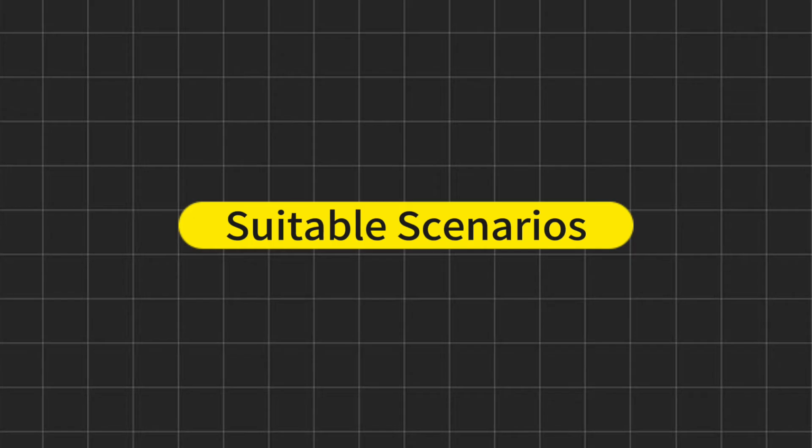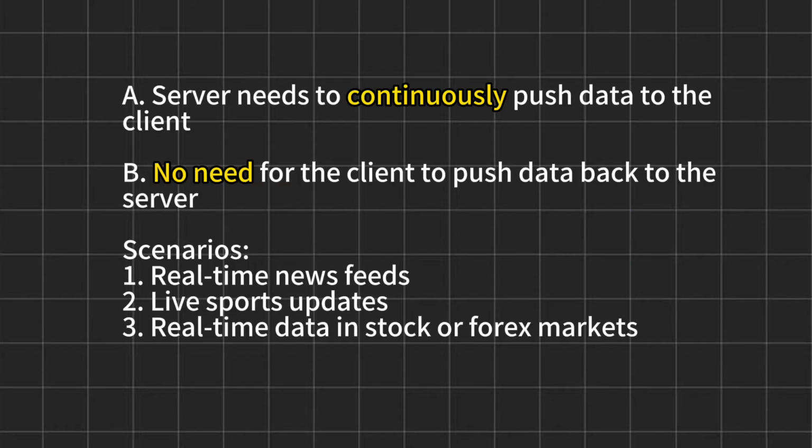Suitable scenarios. Given these points, SSE is particularly suitable for applications where the server needs to continuously push data to the client, but there is no need for data to be pushed from the client to the server, such as 1. Real-time news feeds, automatically updated news headlines or blog posts. 2. Live sports updates, real-time updates of scores and stats during games. 3. Real-time data in stock or forex markets, live streaming of stock prices or trading information.